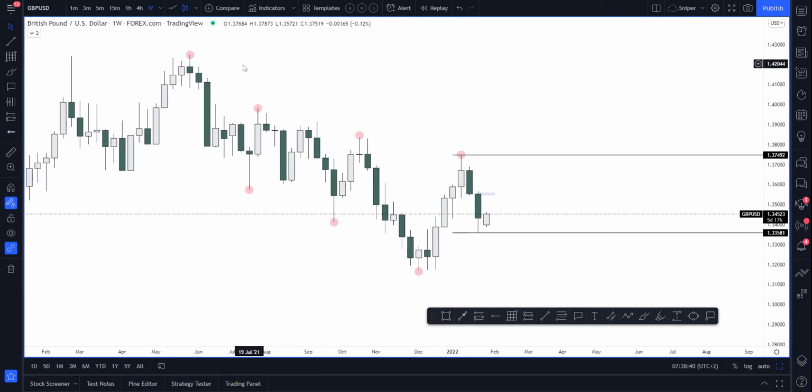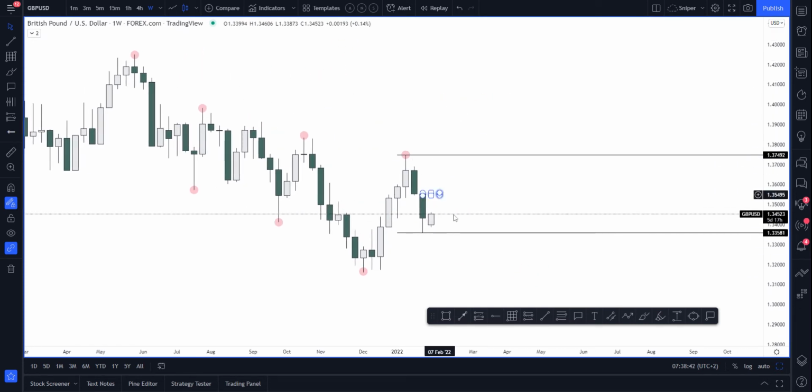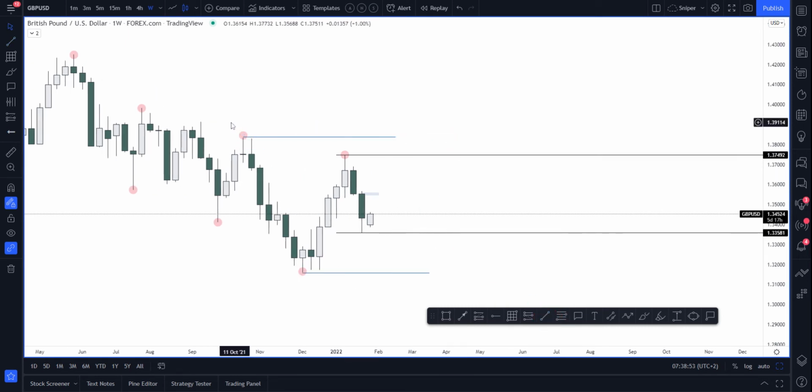The structure on the weekly, we can see price moving towards the downside. We are still in a downtrend for all intents and purposes. We can still see that the price is not making a higher high or a higher low. There's the previous lower high and there's the previous lower low. So we're still in that range. Price is not yet decisive on which way it is going.